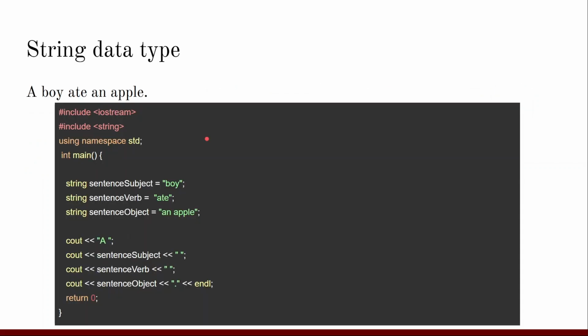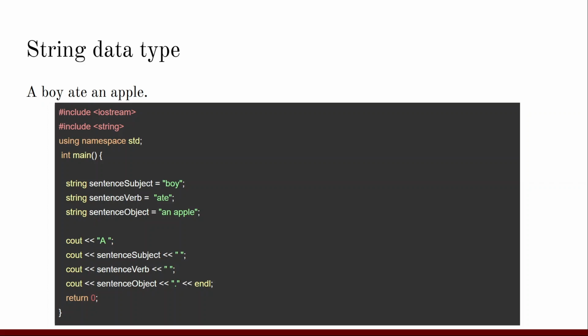All right. And that's an example of string variable. So we have include string in the header section, and then we have the same header section using namespace std, and this is in an SVO, subject, verb, and object. It's just a complete sentence, and string sentence subject is boy, sentence verb is ate, and string sentence object is apple. So we are just trying to display a boy ate an apple. All right, so it's just one sentence. So we declare three variables of data type string.